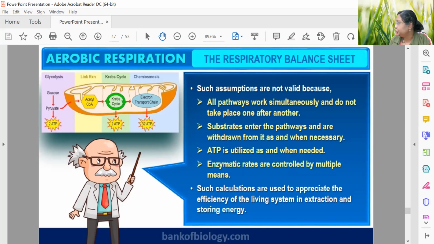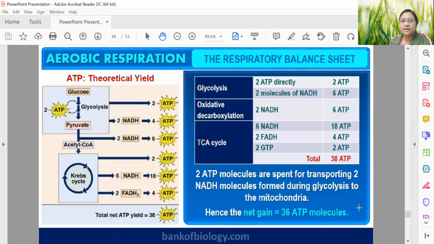ऐसा नहीं है कि जब तक सारे ग्लूकोज में से TCA cycle हो जाए तब तक ETS बैठा रहता है, because that is not possible. All of them are working simultaneously, and it is on demand that whatever respiratory substrate is available, they can be controlled simultaneously. So this is the balance sheet, and I wish all of you to look into it, and you will be able to understand how 38 ATPs are formed.